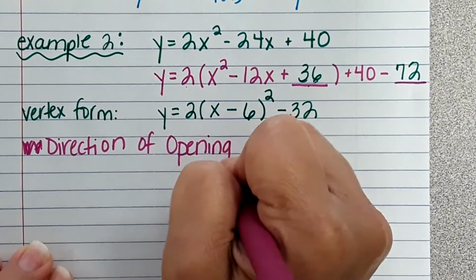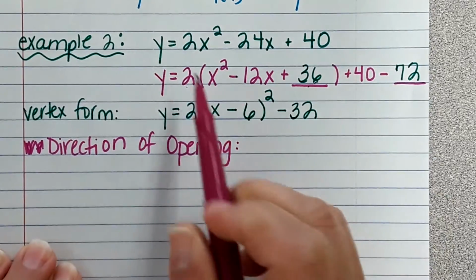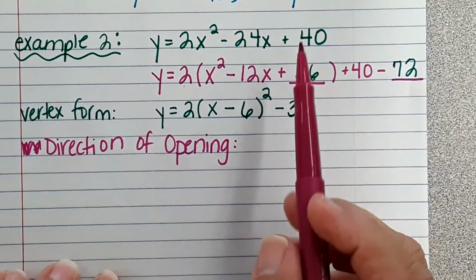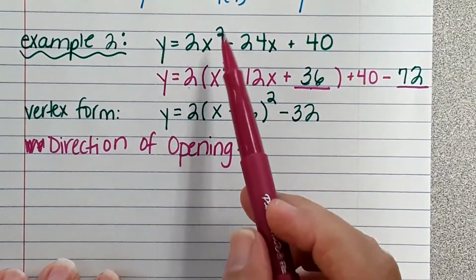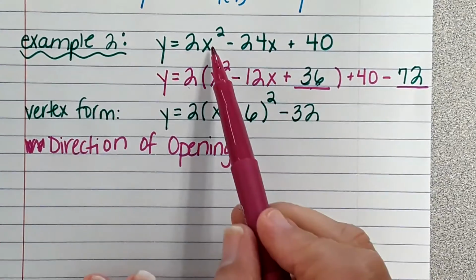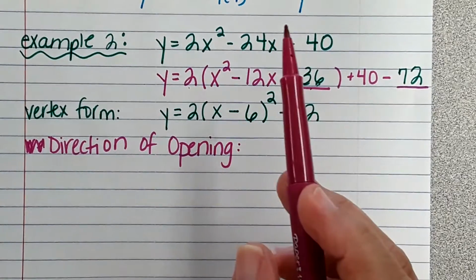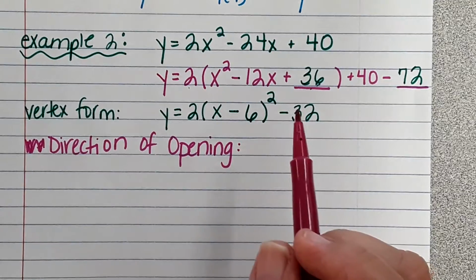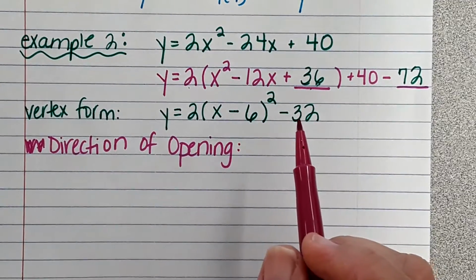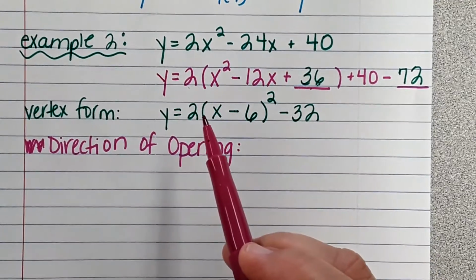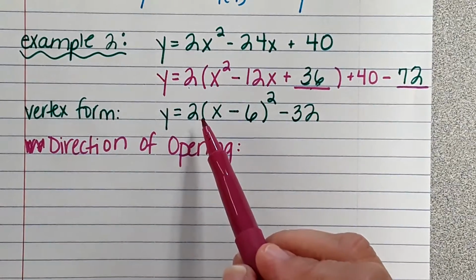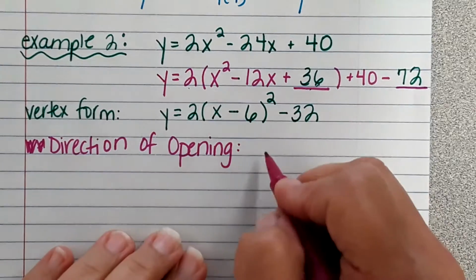Now, remember what I said. This equation tells us that the direction of our opening is either up or down, okay, automatically. And that's because the x is squared. Because x is squared, it says, hey, your parabola is either going to open up or down. But now what I'm asking you is, does it open up or down? The 2 is positive, so it opens up.